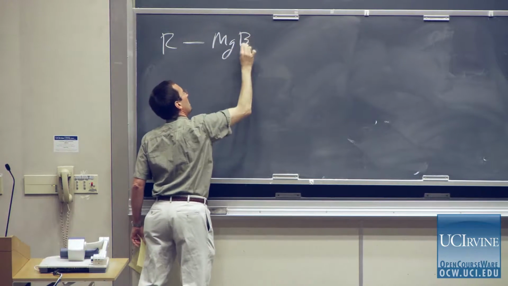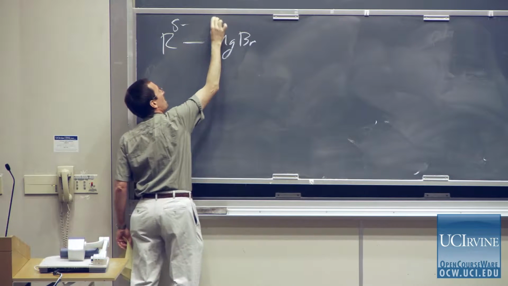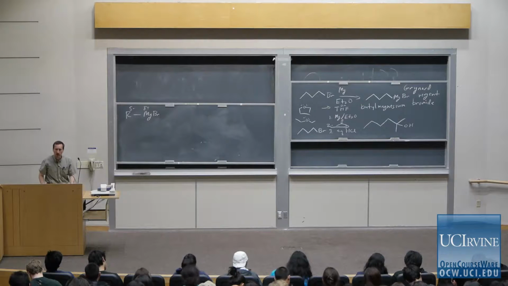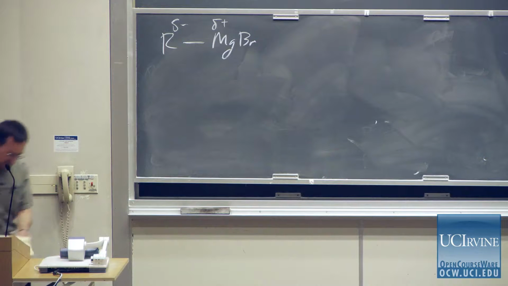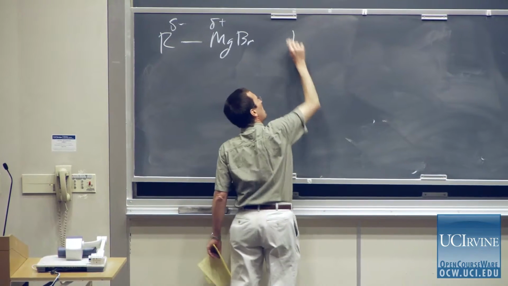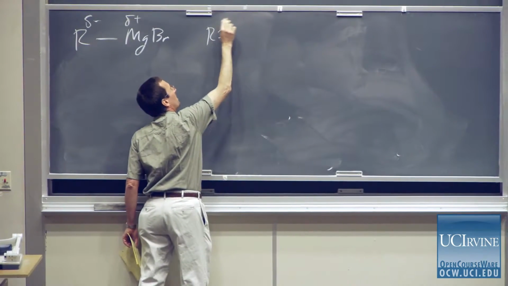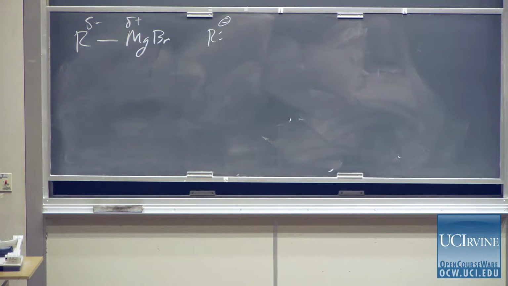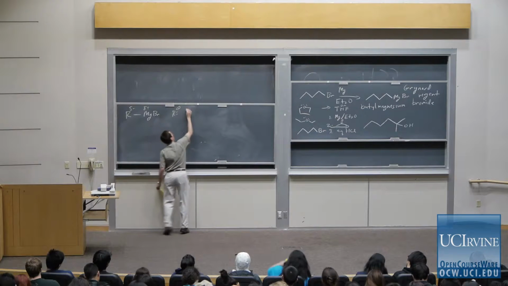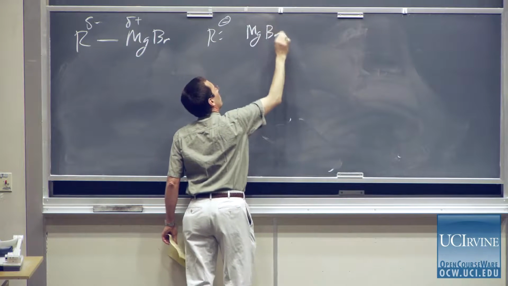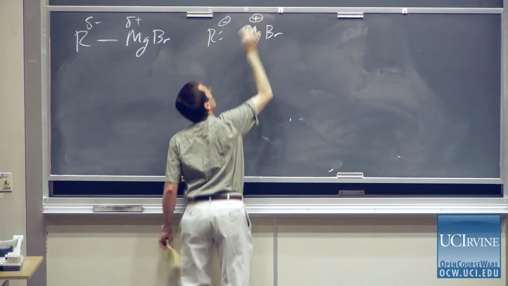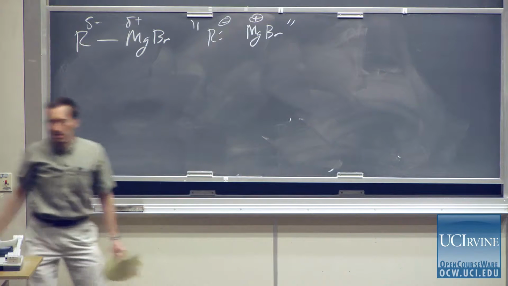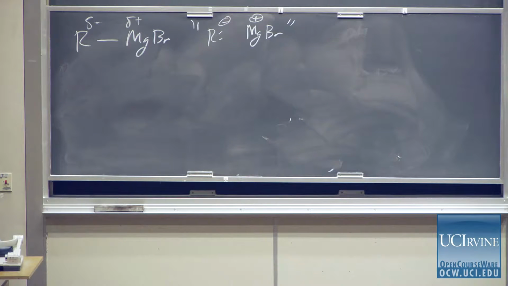In other words, you can think of this as having a delta minus, a partial negative charge on carbon, and a partial positive charge on magnesium. Sometimes if you're writing a mechanism and you want to be quick about it, you could say, well, I'll write a non-bonded resonance structure. Even though I know it's primarily a covalent bond, I could write an ionic bond resonance structure. So we could think of it as this. Maybe I'll put this in quotes here just to remind us this is sort of our thinking.